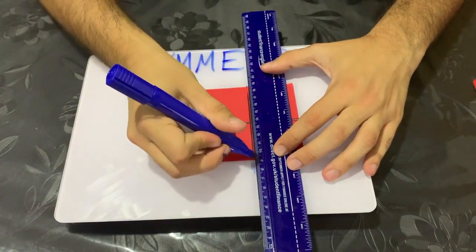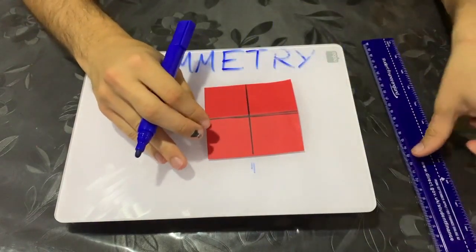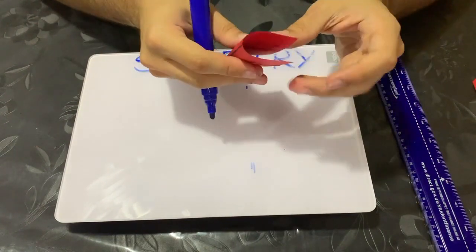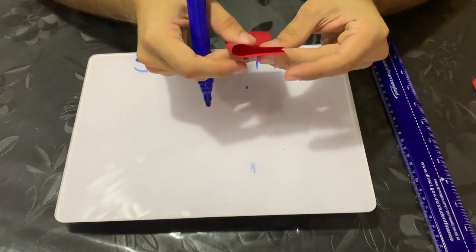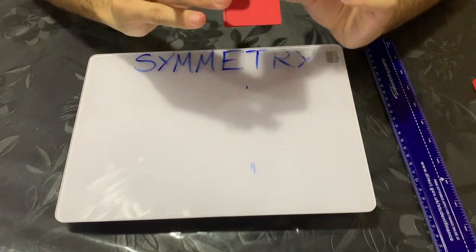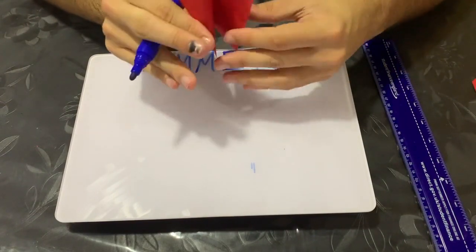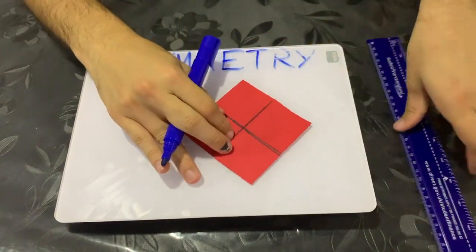That is another line of symmetry. I'm not doing it quite in the middle, but when I fold it, you can see it again. So that's two lines of symmetry. That is the same as that. And I can also do it like a diamond.